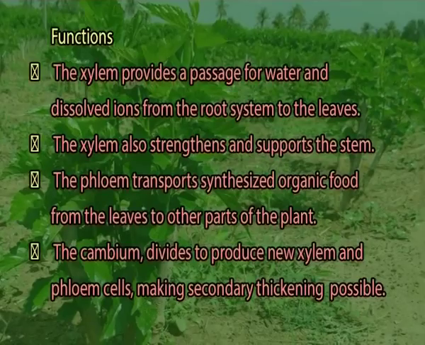Xylem forms the inner part of the vascular bundle. It consists of vessels, tracheids, fibers and xylem parenchyma cells. Functions. The xylem provides a passage for water and dissolved ions from the root system to the leaves. The xylem also strengthens and supports the stem. The phloem transfers synthesized organic food from the leaves to the other parts of the plant. The cambium divides to produce new xylem and phloem cells, making secondary thickening possible.